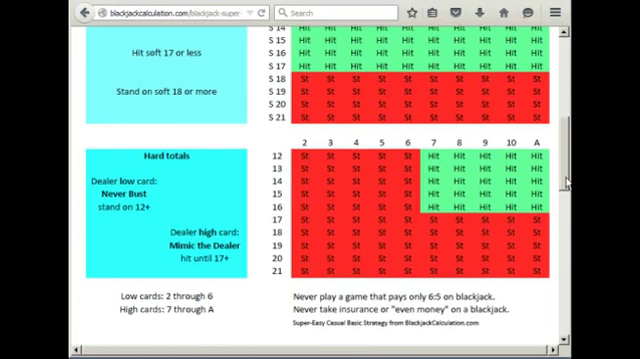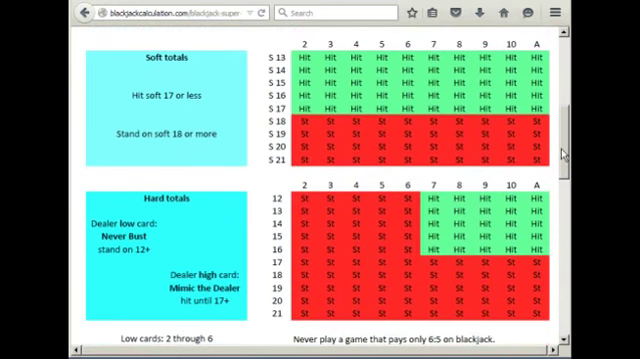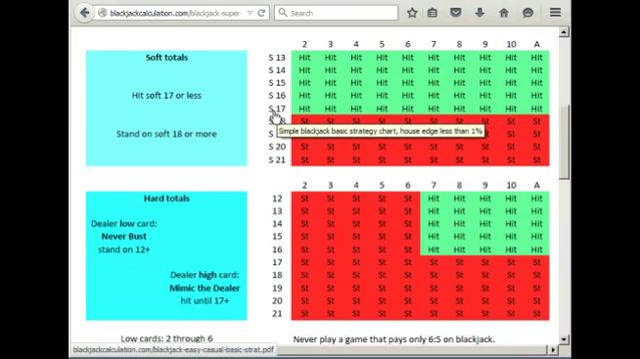Okay, so what about soft totals? That is, a total where the ace counts as 11. If you have soft 17 or less, you should always hit. If you have soft 18 or more, you should always stand. You don't even have to look at what the dealer has. Note that the dividing line here is different. It's between soft 17 and soft 18, compared to this one, which is between 16 and 17.